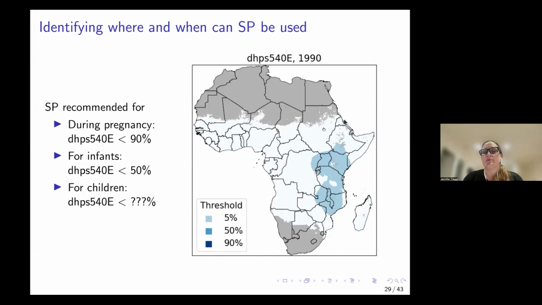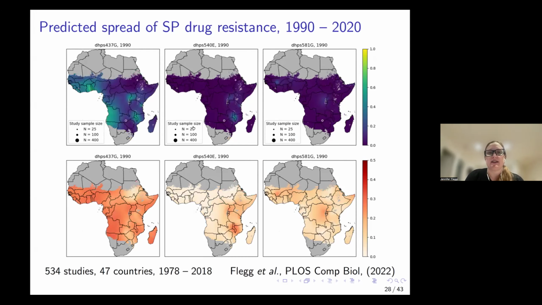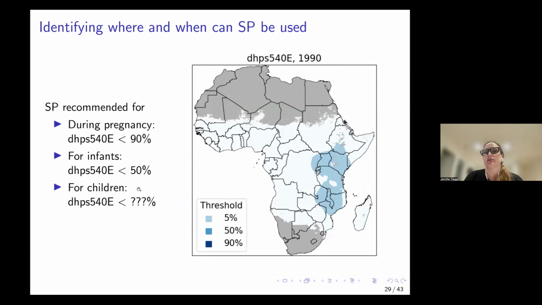So here I'm just showing where the 540 marker, so that's this one here, I'm just taking the median. Where does the median reach a different threshold? And I'm using three different thresholds. So I'm using a 5% threshold for where the median reaches 5%, just as an early warning sign, where it reaches 50%, because that's when the WHO suggests this drug can no longer be used for infants, and 90% because that's when the WHO says it can't be used for pregnancy. Remember, SP is also used for children, but there's no threshold that WHO has set where it can't be used.